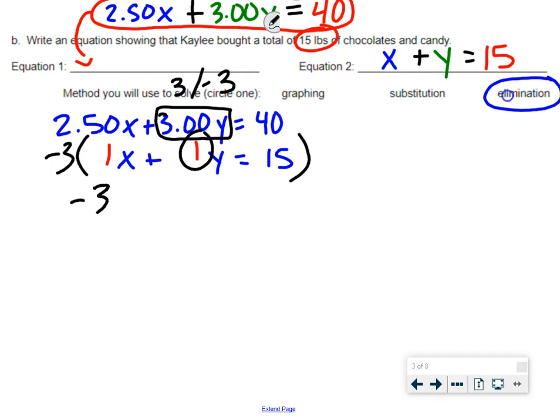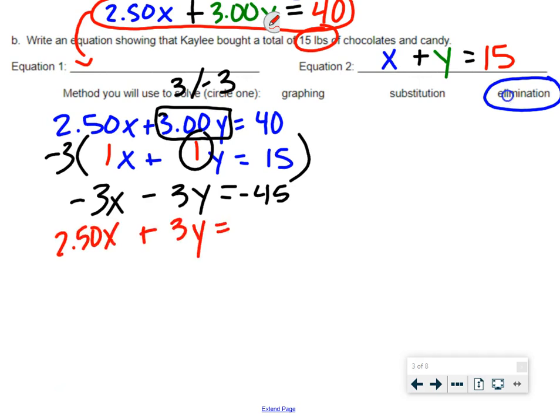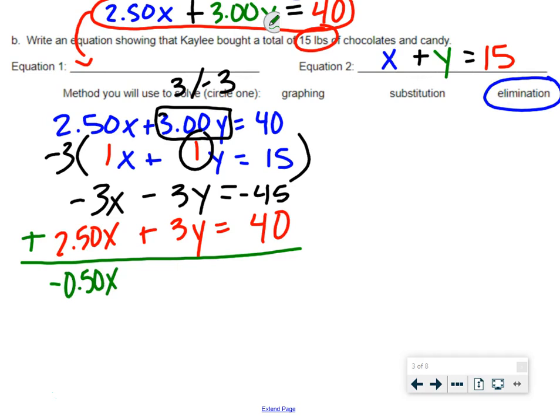-3 times 1 is -3x. -3 times 1y is -3y. And -3 times 15 is -45. Now, using our top equation that I'm going to rewrite here in red, we can add up our two equations. -3 plus 2.50x is -0.50x. Feel free to use your calculator if you need to. The calculators are available. Use them as needed.